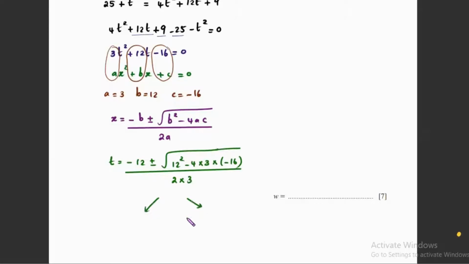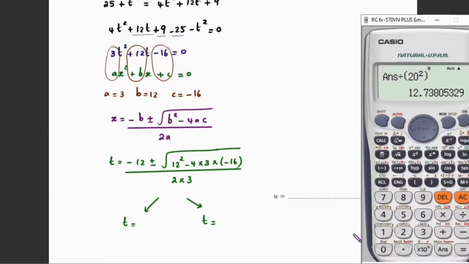But I will get 2 values for t. The reason why I would get 2 values for t is because of this plus minus sign that I have. So I'm going to put this in the calculator with a plus and then with a minus and see what I get. So I have minus 12. First I'm going to put it with a plus the square root. So I have 12 squared minus 4 times 3 times minus 16.